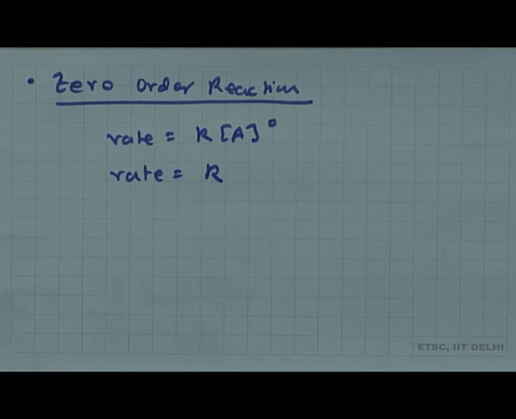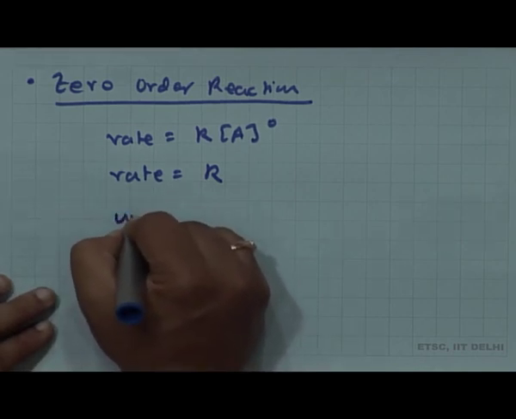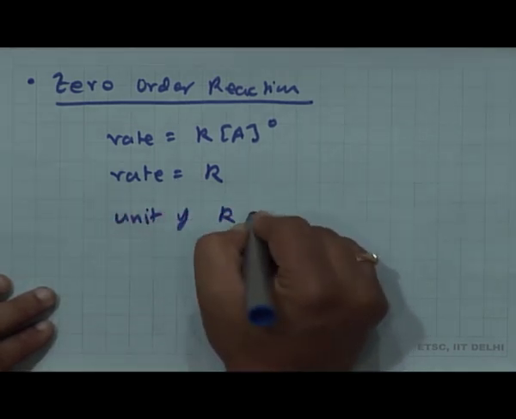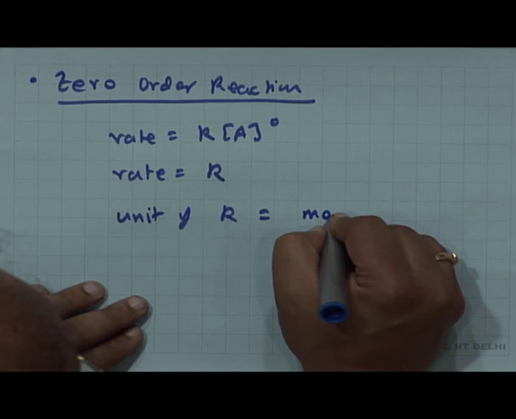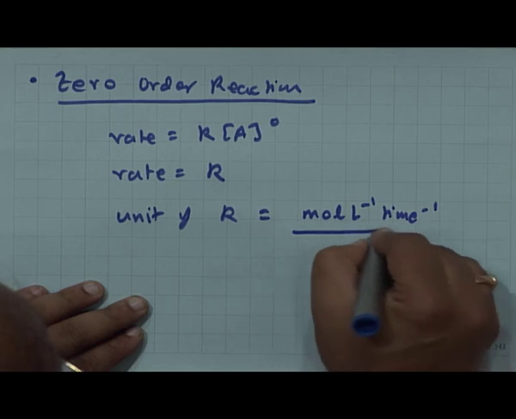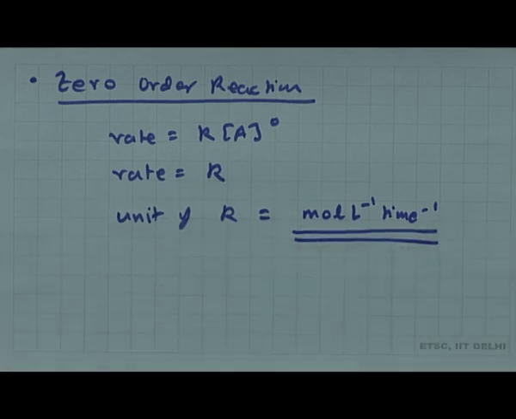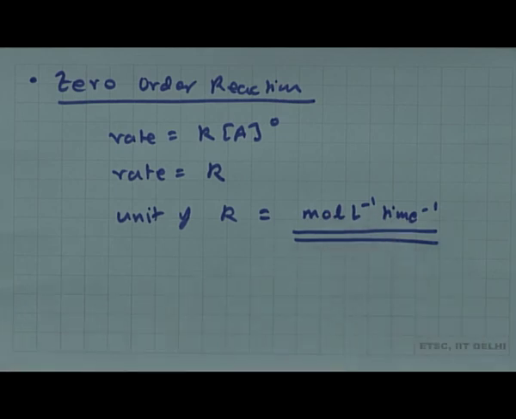So, what does it mean? That means the unit of rate constant is that of the unit of rate, because rate is equal to K. So, the unit of K is equal to moles liter inverse time inverse. Okay. Again, please take care of one thing, here the mole has the positive exponent. So, I have written this first, and then the liter inverse and the time inverse come later.